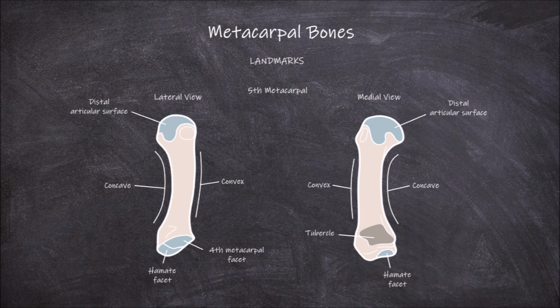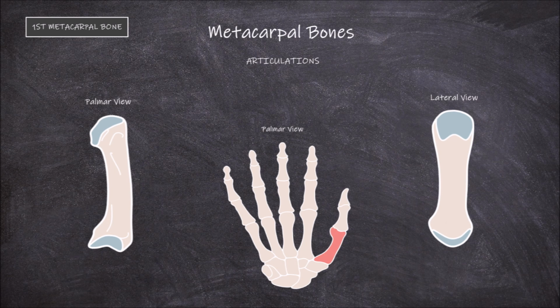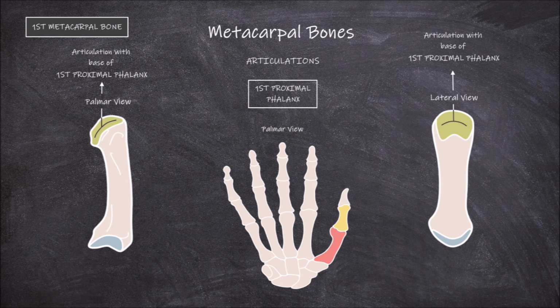Let's now take a closer look at the articulations these bones have with other bones. Let's start with the first metacarpal. This bone only articulates with 2 other bones. The first articulation is with the first proximal phalanx. The distal articular surface of the first metacarpal bone articulates with the base of the first proximal phalanx.